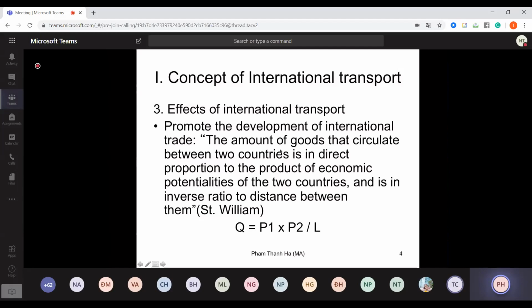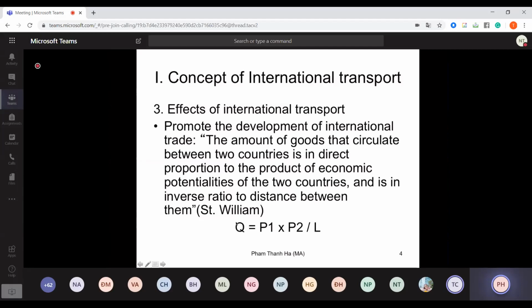So from these opinions, I want to use the following formula to explain. If I denote Q as the volume of the goods that circulate between the two countries, it means the quantity. And P1 and P2 are the economic potentiality of the two countries correspondingly, and R is the distance between the two countries. So we can have the following formula: Q is equal to P1 times P2 divided by L.